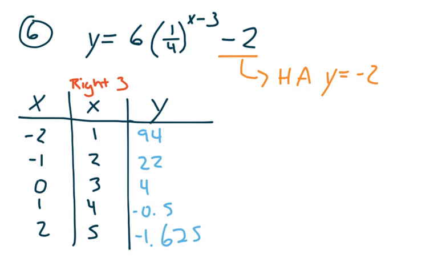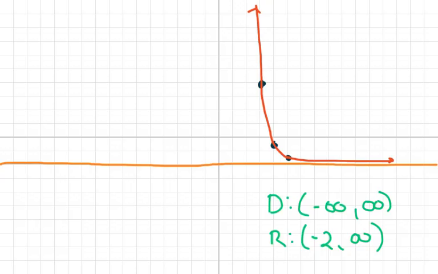Alright, so check your points. 94, 22, 4, negative 0.5, and negative 1.625. Notice, just like on the previous one, our first 2 points are too big to graph. That's okay. That's normal. Just graph the points that you can, whether it's 3 points, whether it's 5 points. And your graph should look like this, with a domain of negative infinity to positive infinity and a range from negative 2 to infinity.